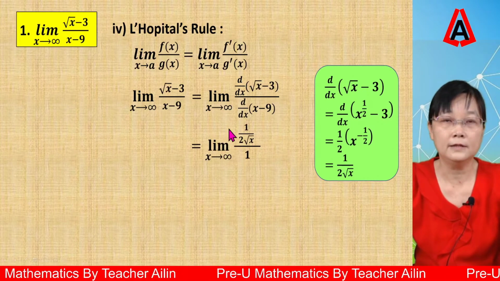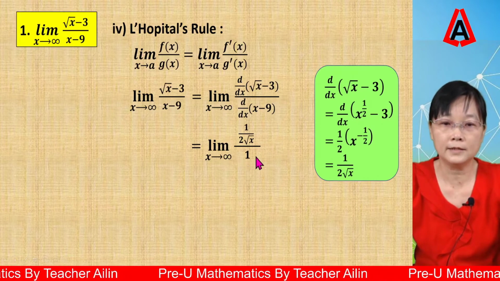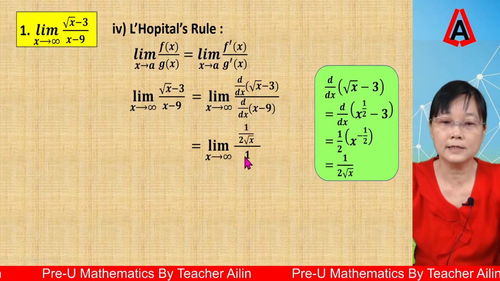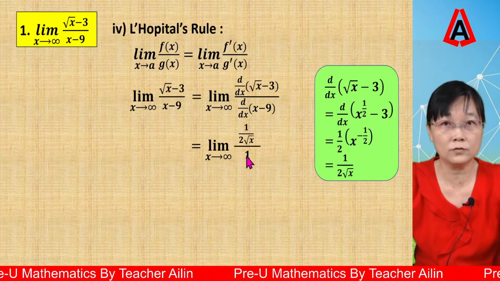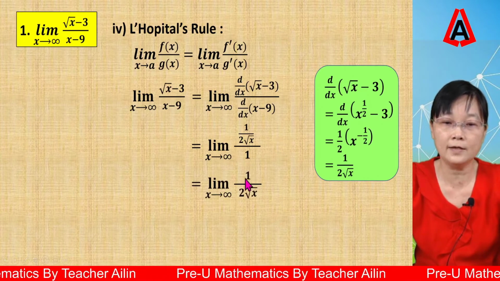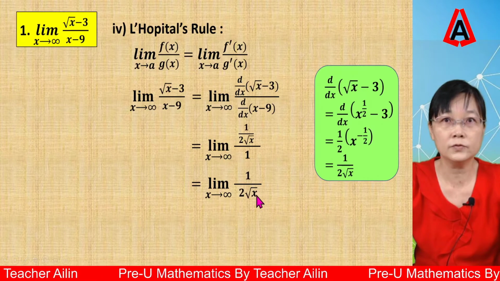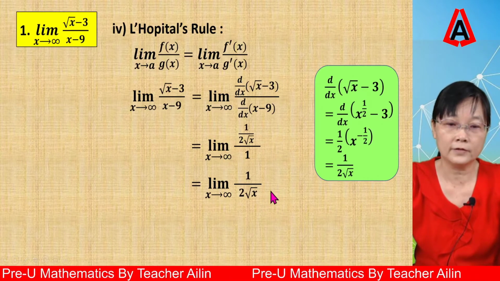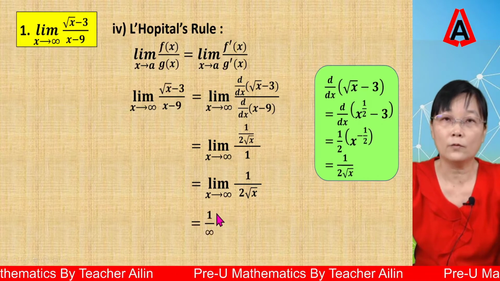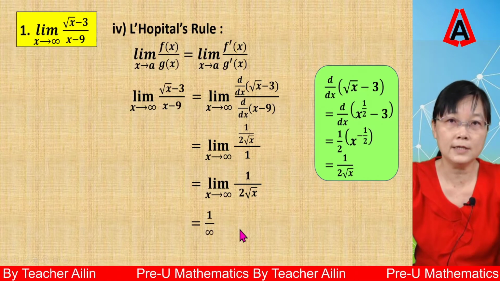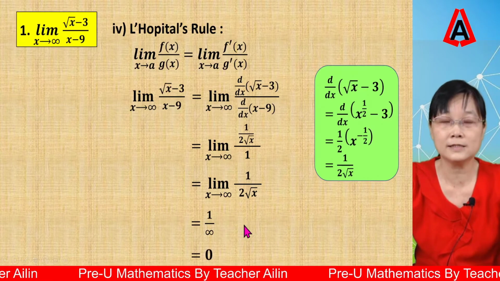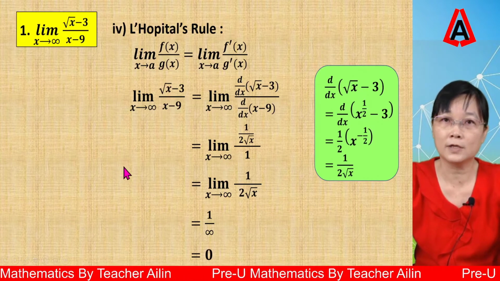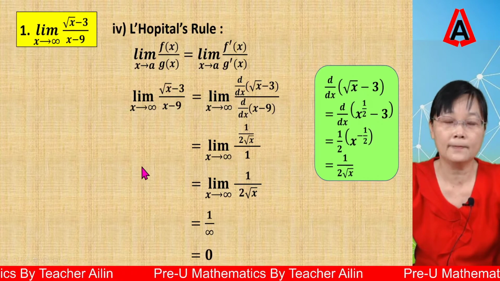So after deriving the numerator and the denominator, I'll get something like this. And since the denominator is equal to 1, so when I simplify, I get 1 over 2 square root of x. Then I substitute x for the second time. Then I'll get 1 over infinity, and 1 over infinity is equal to 0. So these are the methods that you can use to find the limit.